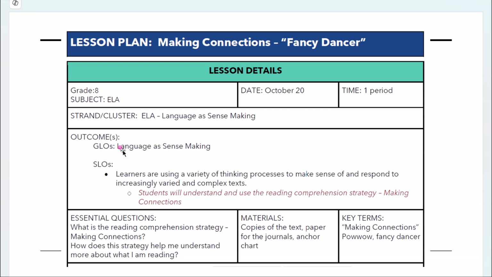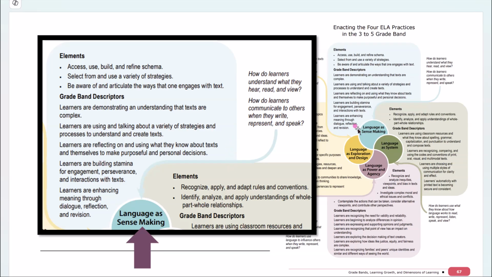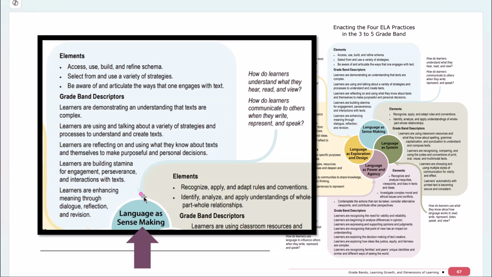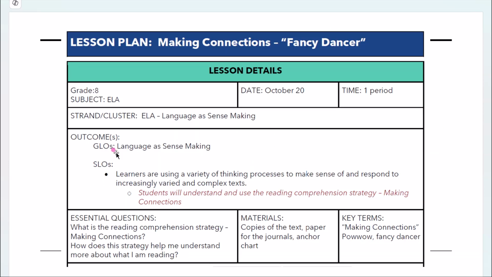Many of you will recognize this because we did this lesson planning in first semester in Principles of Learning and Development course. So the GLO, what I did was I put it as language as sense making. So if I go back here, that's one of the practices, language as sense making, and I just plopped it into GLO. Is it a GLO? No, but I'm making this template work for us for ELA. And then SLOs. Well, I just said there's no real SLOs. So what I did was I grabbed the grade band descriptors and I included it here.